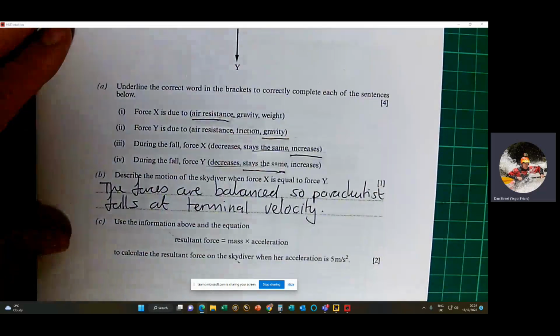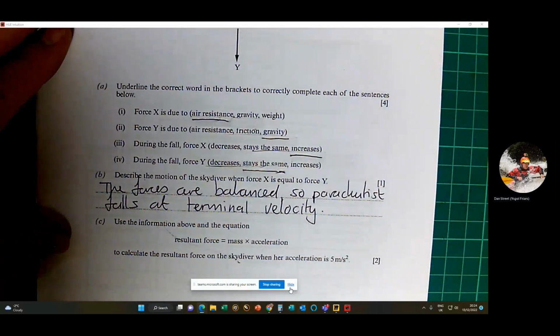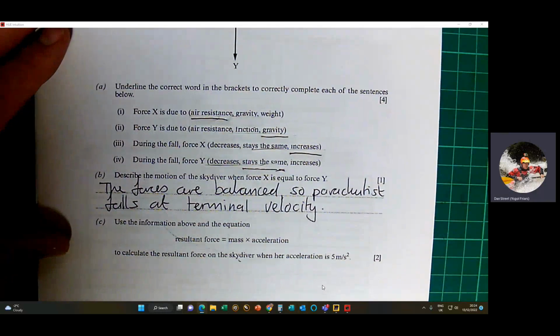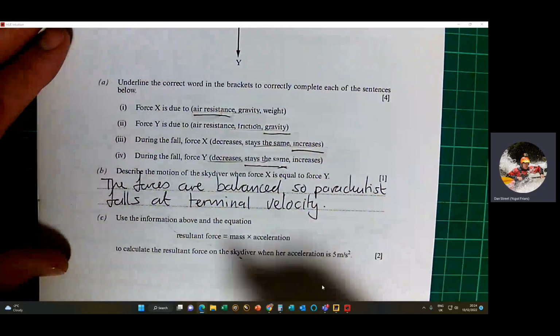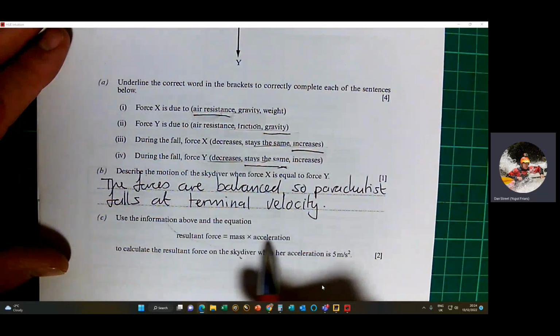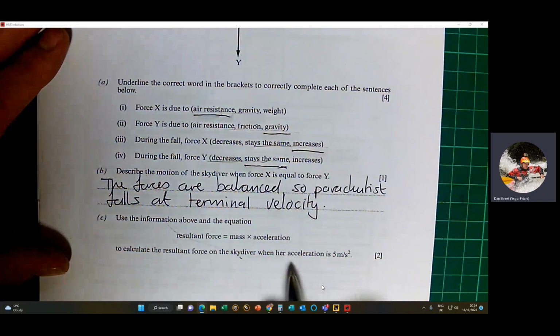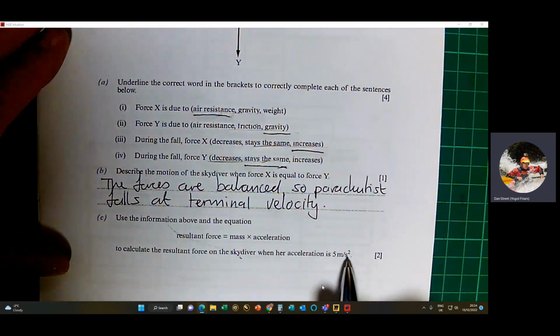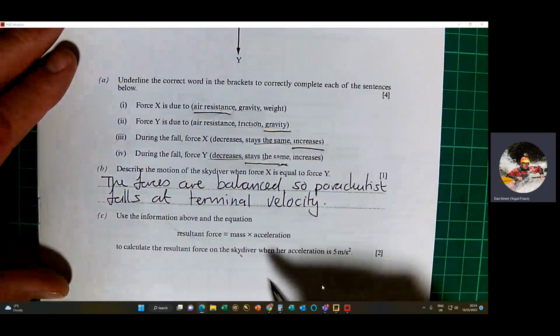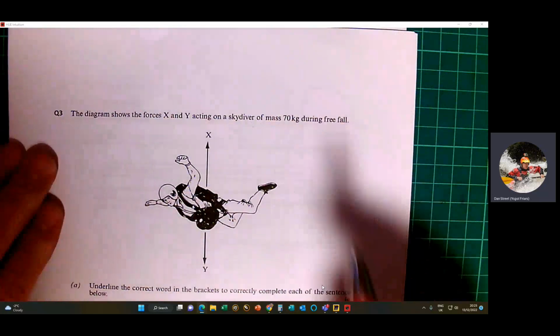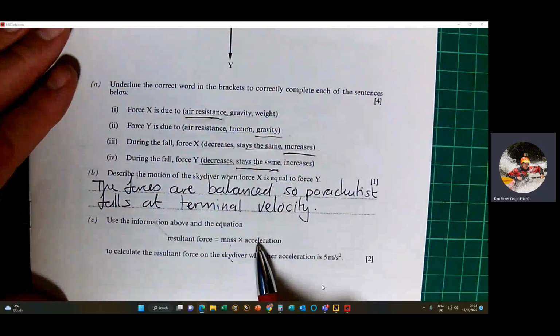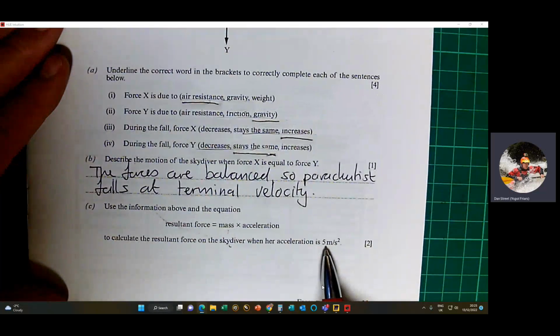And then the final part of this question reads, use the information above and the equation resultant force equals mass times acceleration to calculate the resultant force on the skydiver when her acceleration is 5 meters per second per second. So what we need is the mass, and the mass is mentioned here in the start of the question, and we need the acceleration, which is mentioned here.